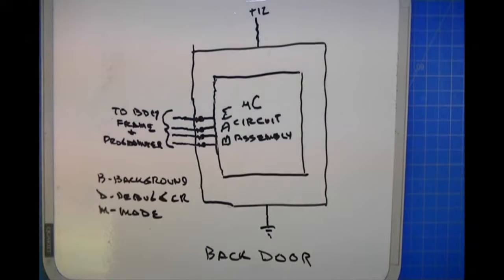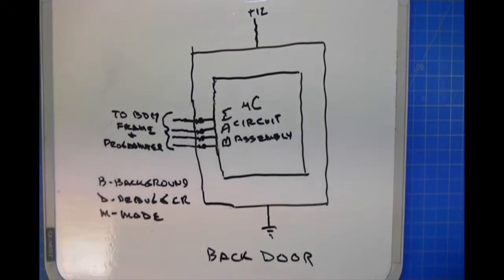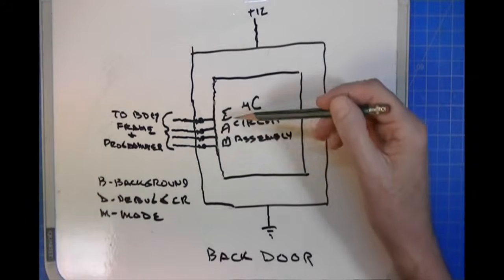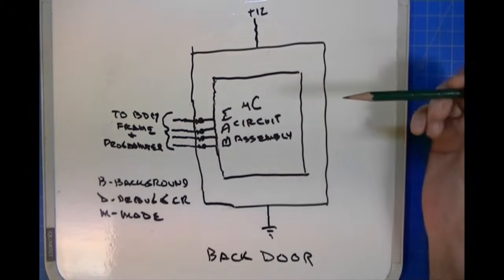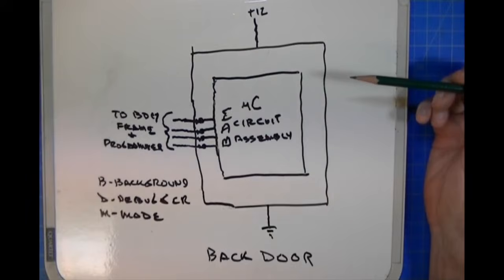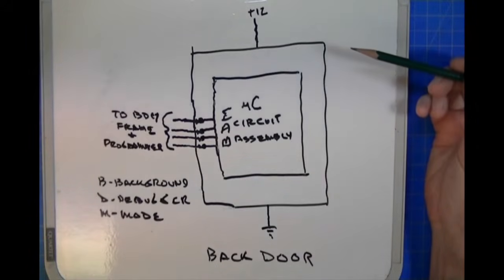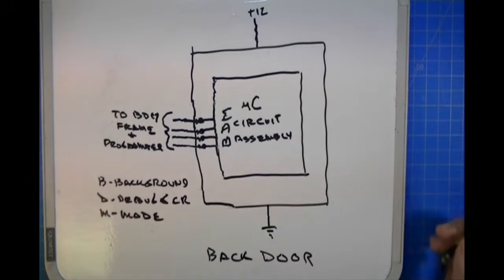Okay, the next thing I want to discuss is what I call the back door. The back door does not use the CAN bus. The back door uses an interface to the module called the BDM. I've written it sideways here, BDM. Sorry, like I said, my art is just not great. BDM stands for Background Debugger Mode. And what is that, and why is it different than CAN bus?